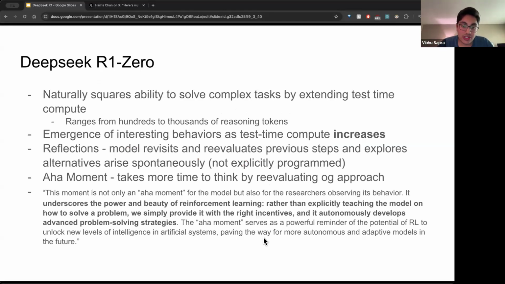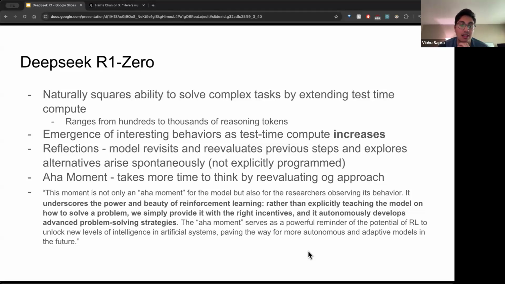There was also an interesting quote that I found in the paper, from the DeepSeek team. They say, this moment is not only an aha moment for the model, but also for the researchers observing its behavior. It underscores the power and the beauty of reinforcement learning.